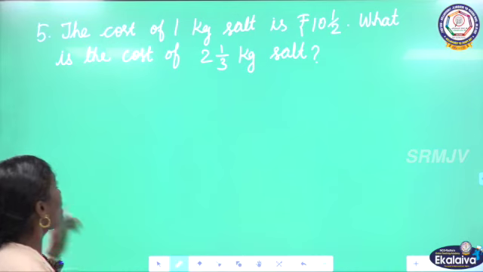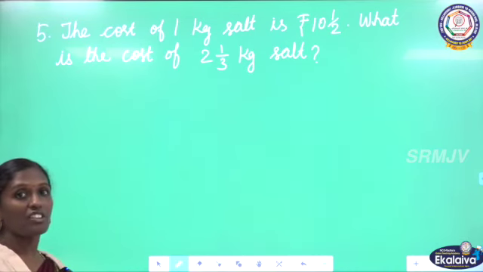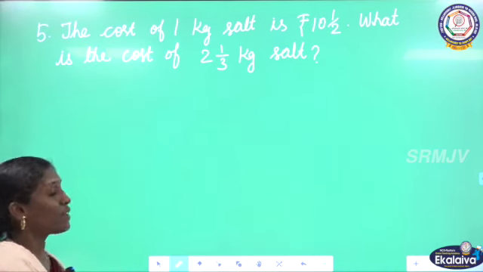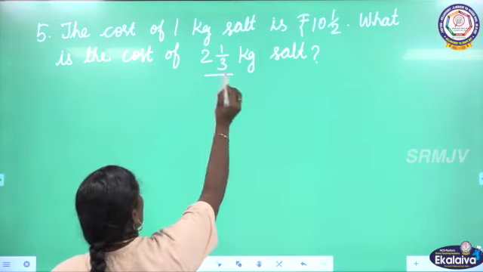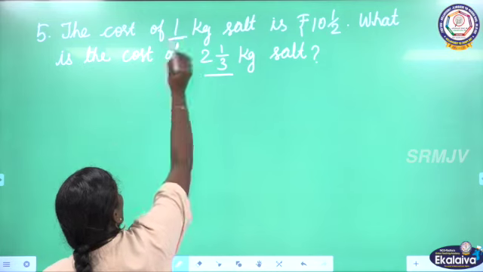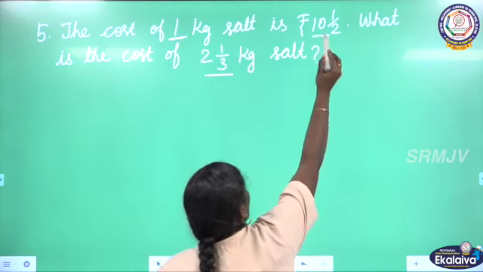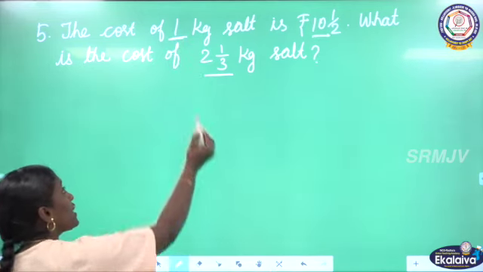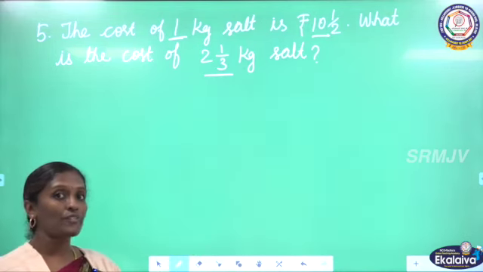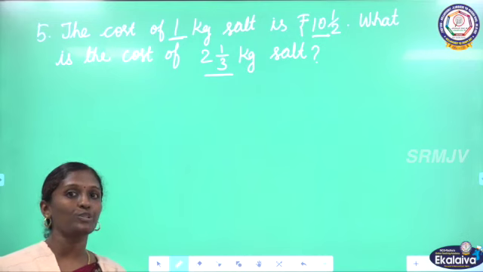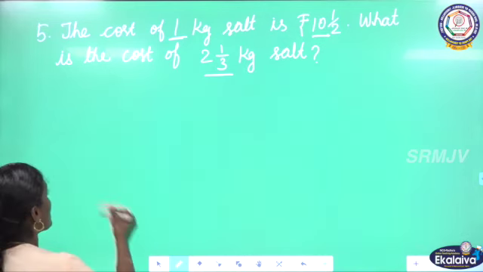The next question, the cost of 1 kg salt is rupees 10 1/2. What is the cost of 2 1/3 kg? Here the cost of 1 kg salt is given. From this, we are going to find the cost of 2 1/3 kg. From 1, we are going to find out many. So what we have to use? Multiplication. Let us start the solution.